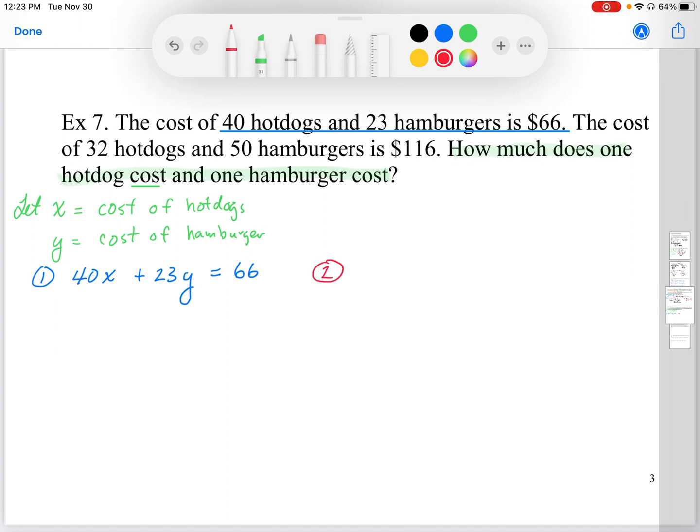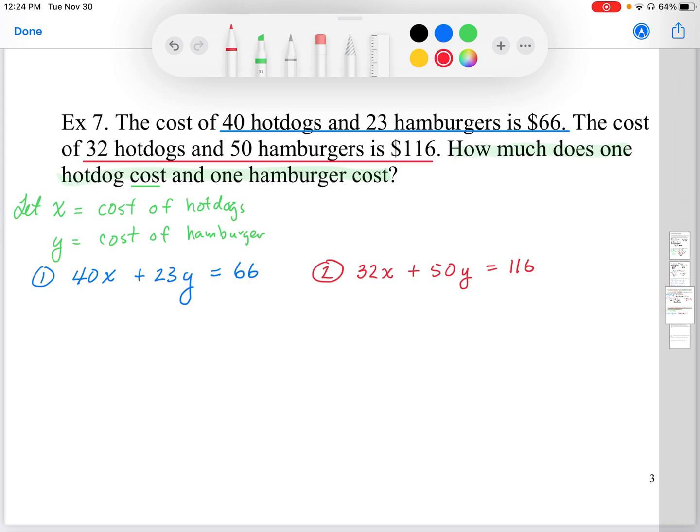My second relationship is going to be based on this statement here: 32 hot dogs and 50 hamburgers equals $116. So I need to come up with another equation for cost. 32 hot dogs times the cost per hot dog is going to give me how much I paid for hot dogs. 50 hamburgers times the cost per hamburger is going to give me the amount I paid for hamburgers. And that total should equal $116.